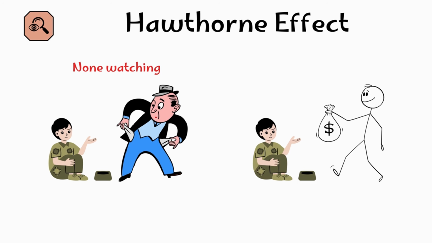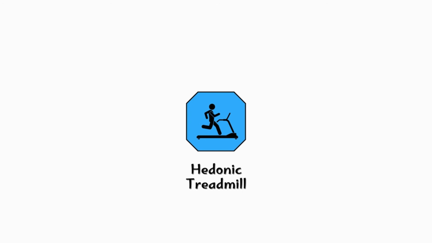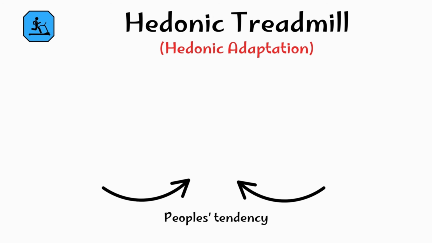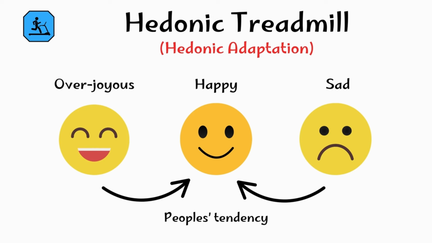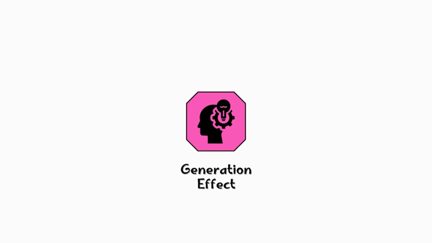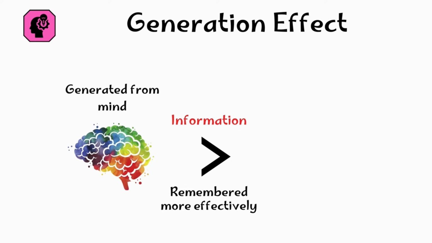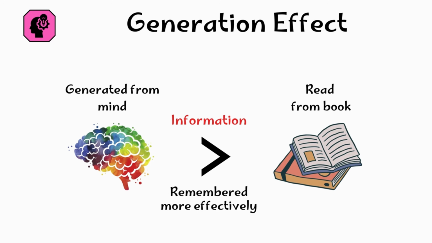People often change their behavior, consciously or unconsciously, when they know they're being observed. Hedonic treadmill. Also known as hedonic adaptation, it refers to people's tendency to quickly return to a baseline level of happiness after major life changes, whether positive or negative. Generation effect. Information is remembered more effectively when a person actively generates it rather than simply reading it.